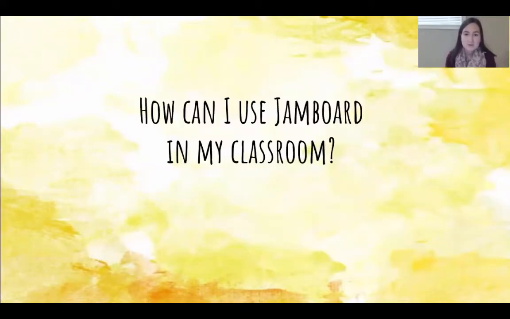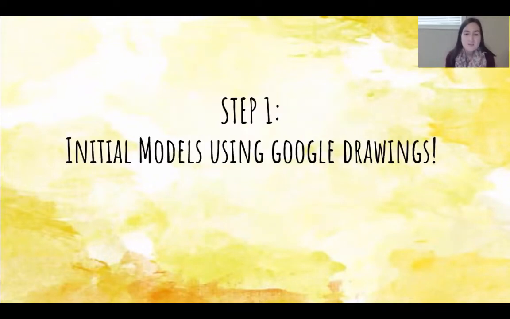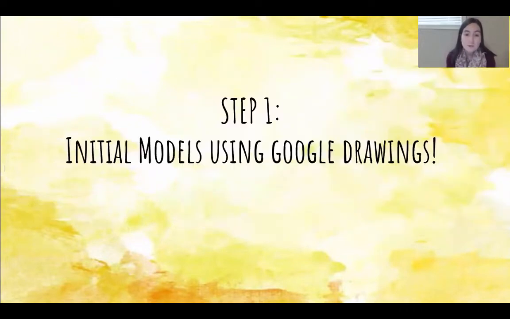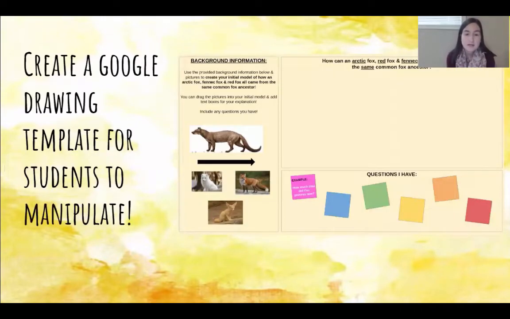How can I use Jamboard in my classroom? So this is just how we've been using it. So step one before using Jamboard, we used it a lot for gallery walks. So we had students create initial models. I created a Google Drawing template for students to manipulate. So I preloaded some pictures for them to use, but I also encouraged them to get creative and add images if they wanted to. But I figured giving them to students might be helpful just because we've never really modeled in Google Drawings before, so they could drag and drop their pictures.